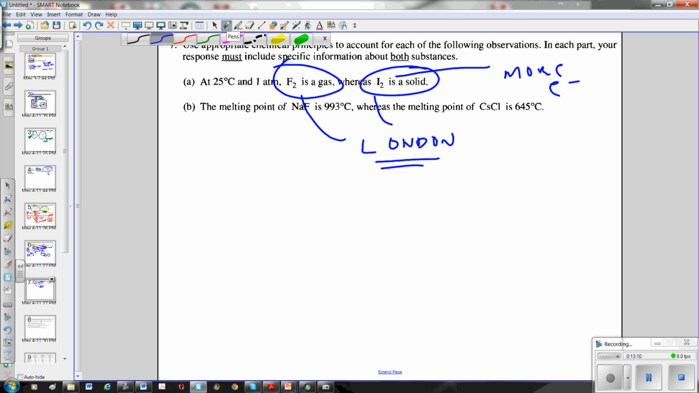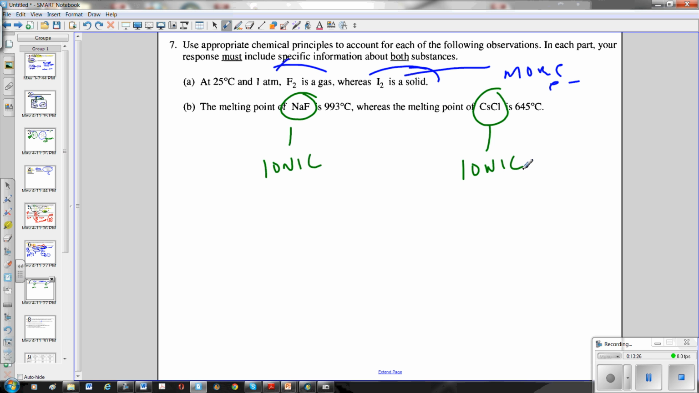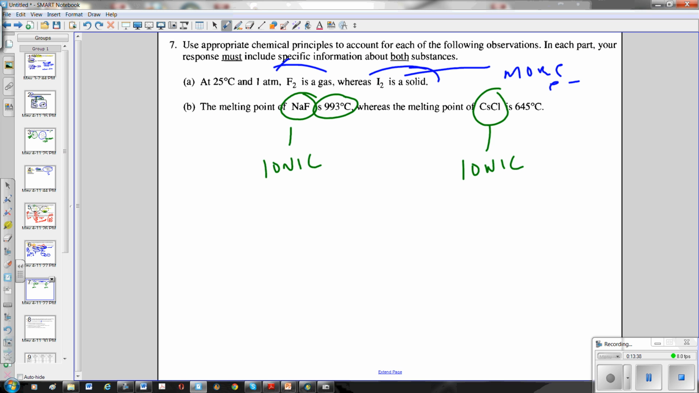Next, compare the next two substances. If I look here, I have NaF, which is an ionic compound, a metal and a nonmetal. CsCl is an ionic compound, which is a metal and a nonmetal. Why is this one stickier or has greater forces? Well, the first step when we look at an ionic compound is always charge. See if there's a difference in charge. So we come back here: Na is +1, F is -1, Cs is +1, Cl is -1. So there's no difference in charge.